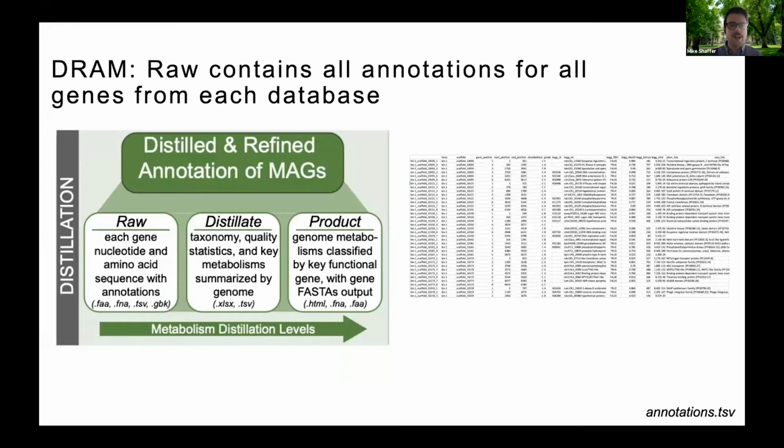So the raw level of DRAM contains all annotations for all genes in the database. This is just an example of what this table looks like. I don't expect you to be able to read this and really get anything out of it. It's just showing that we give you this big tab-separated file, which you can go through and gives you all the possible information you could want about all the genes in your genomes.